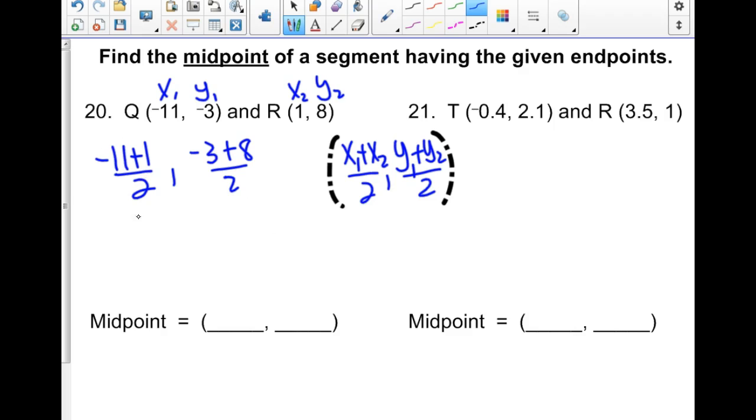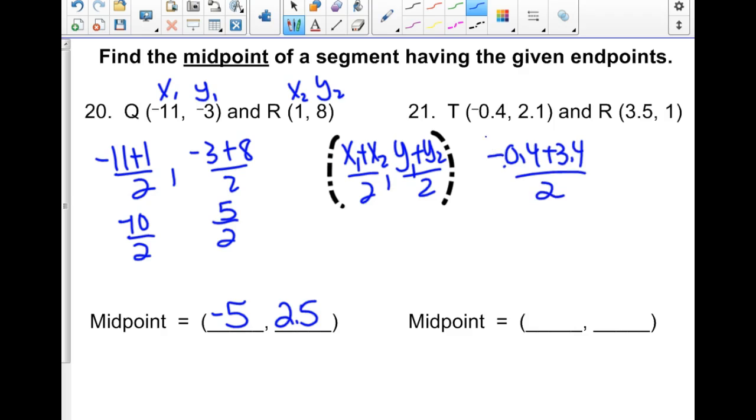So you need to add negative 11 plus 1, which would be negative 10. Negative 10 divided by 2 is negative 5. Negative 3 plus 8 would be 5, divided by 2, and that's 2.5. For this one, you're going to, again, add your x's, negative 0.4 plus 3.5, and then divide by 2. But make sure you put parentheses around it if you feel like typing that all at once. And 2.1 plus 1 divided by 2. I didn't actually do this, but that's 3 divided by 2, which would be 1.5.